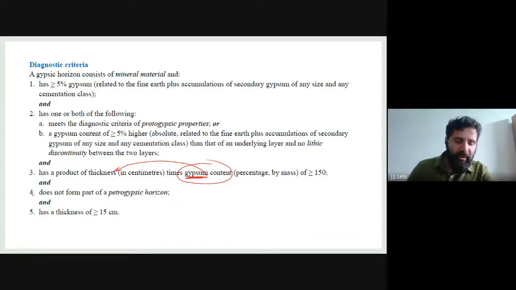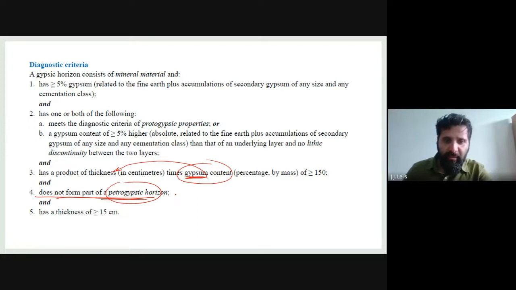Okay, this horizon does not form part of a petrogypsic horizon. A petrogypsic horizon is a cemented horizon.